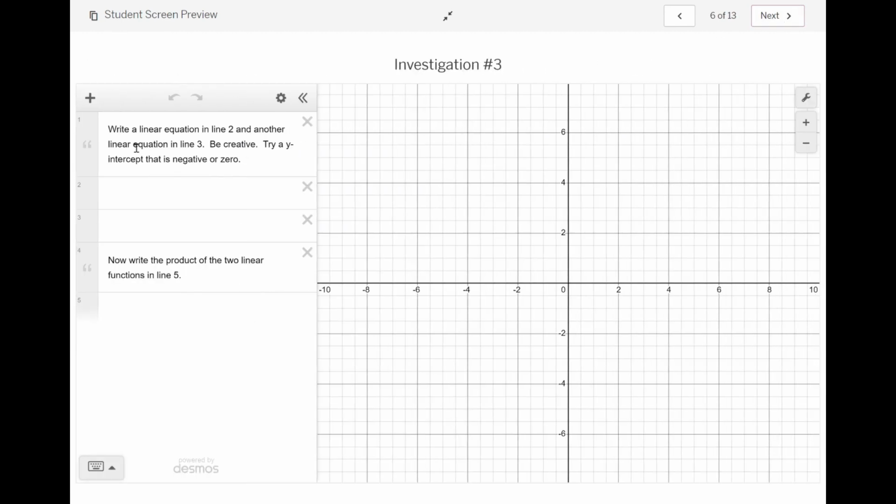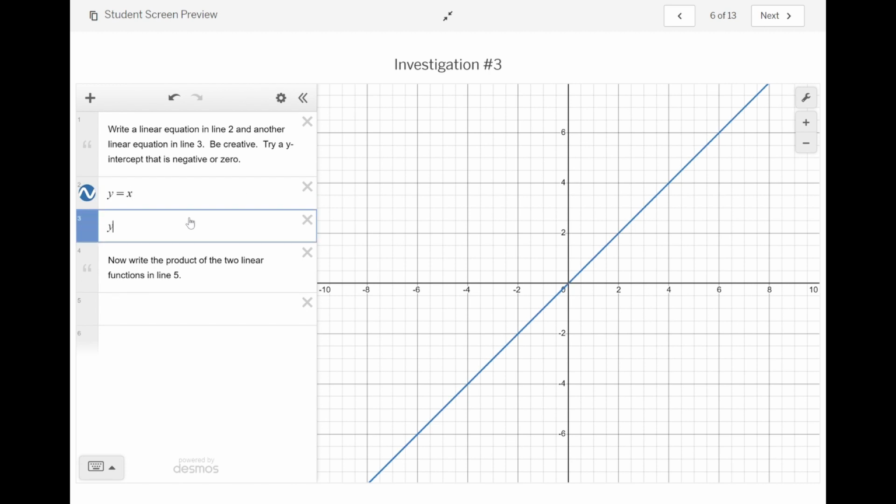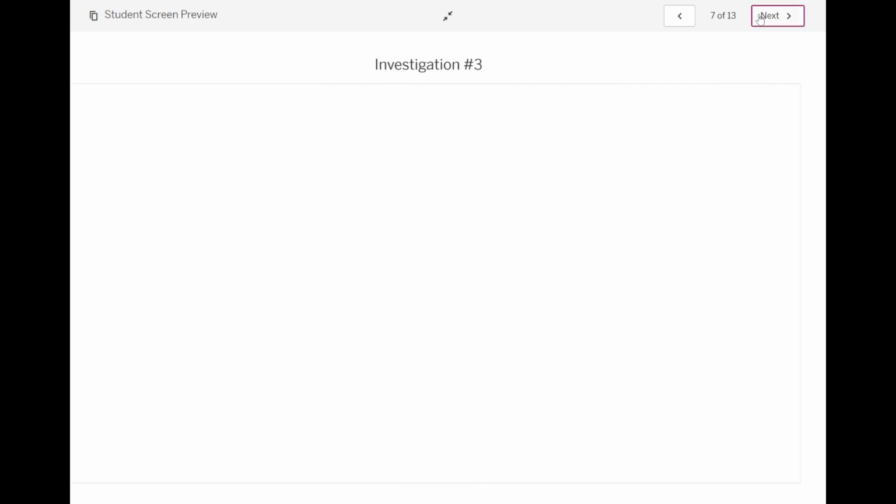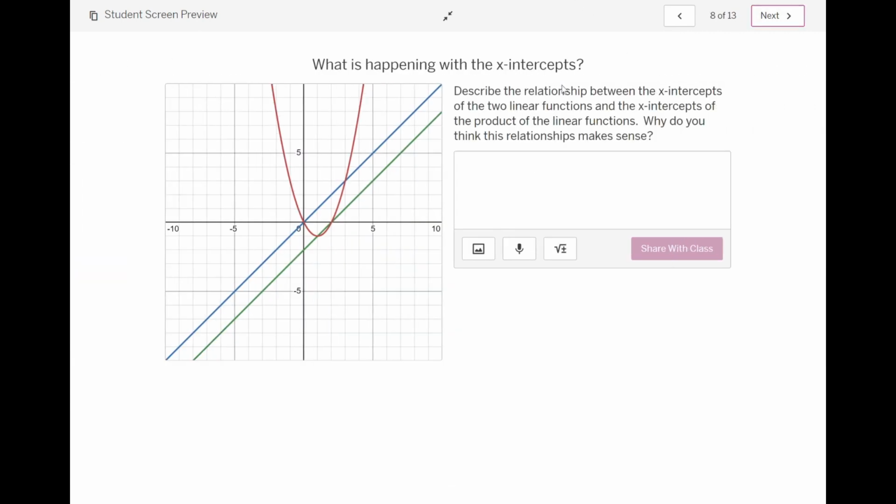Okay, and you can do a third one also. Try a y-intercept that is negative or 0. I'll just put in y equals x, y equals x minus 2. Okay, let me just put in 1 here so that it pops up. Okay, this is on investigation 3. Yeah, okay, good, it pops up there. Okay, describe the relationship between the x-intercepts of the two linear functions and the x-intercept of the product of the linear functions. Why do you think this relationship makes sense?